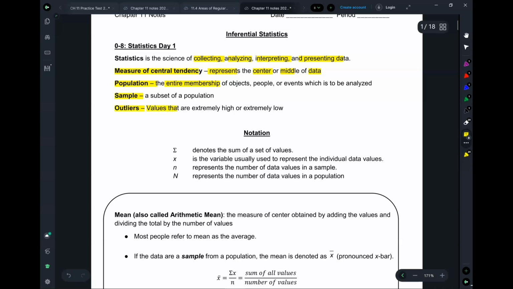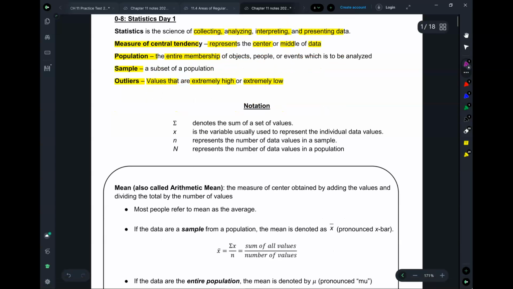Outliers are values that are extremely high or extremely low. So for example, if scores on a test were from 80 to 87, let's say everybody got 80 to 87, right? One student, let's say, didn't see that there was a second page to the test or something, and they got a 50, right? That's an outlier because it's very far from where the rest of the data is.